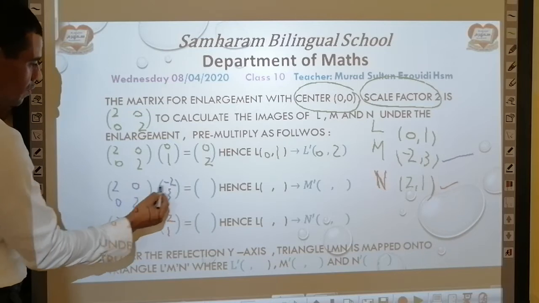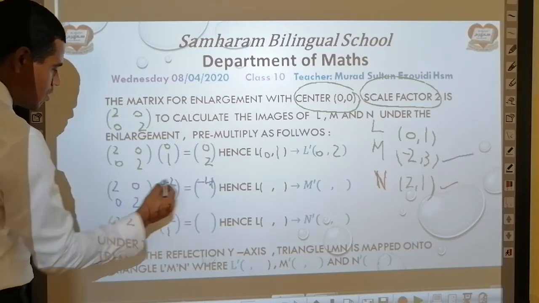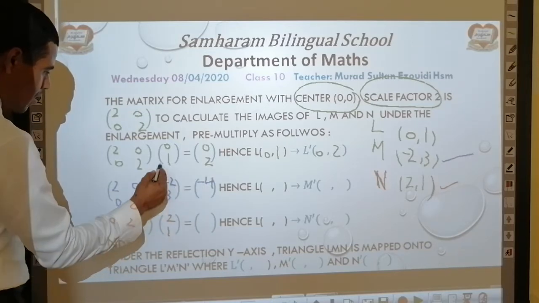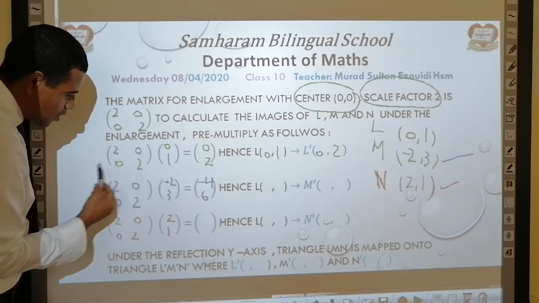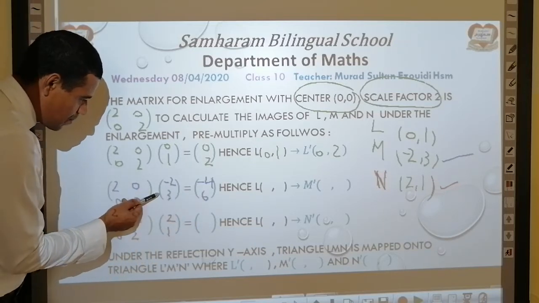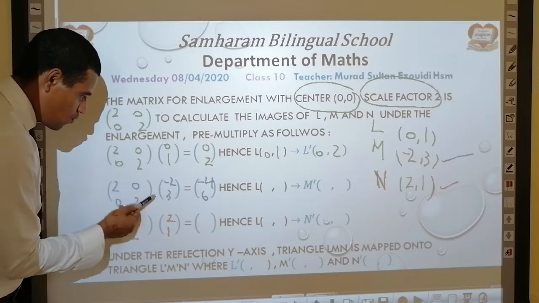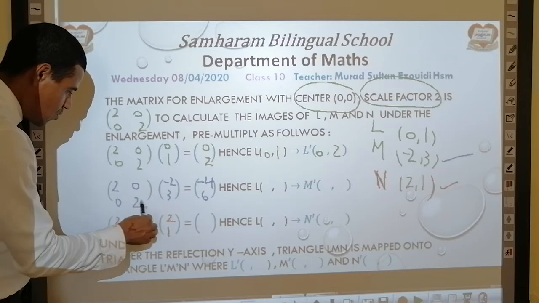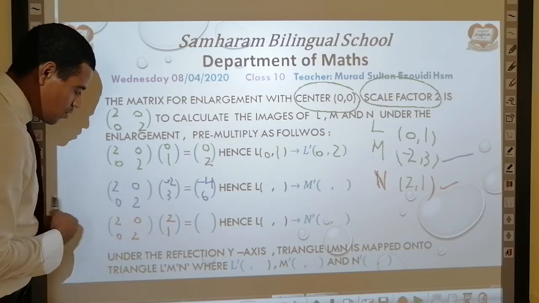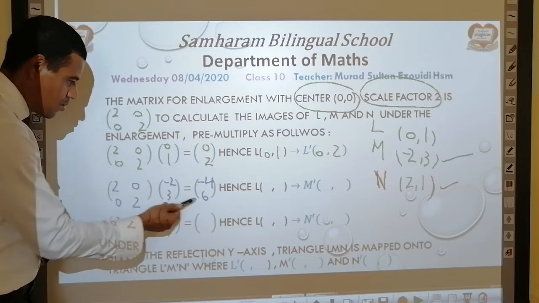Then the next one, 2 multiplied by negative 2 is negative 4. Plus 0 multiplied by 3 gives 0. Negative 4 plus 0 gives negative 4. This one, 0 multiplied by negative 2 is 0, plus 2 by 3, 6. 6 plus 0 is 6.